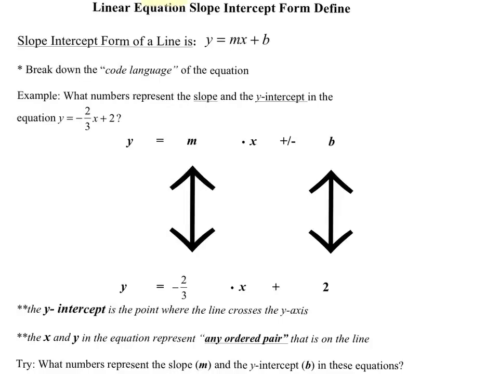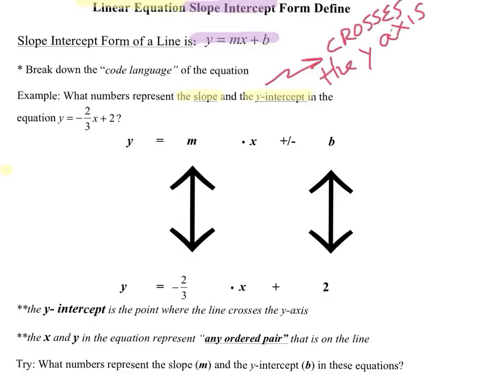Today we're going to talk about linear equations in the slope-intercept form. The slope-intercept form of a line is written as y equals mx plus b. We need to break this down to see which numbers represent the slope and which represent the y-intercept in this formula. This equation will draw a straight line, and it will cross the y-axis at some point. The point at which our line crosses the y-axis is known as the y-intercept.